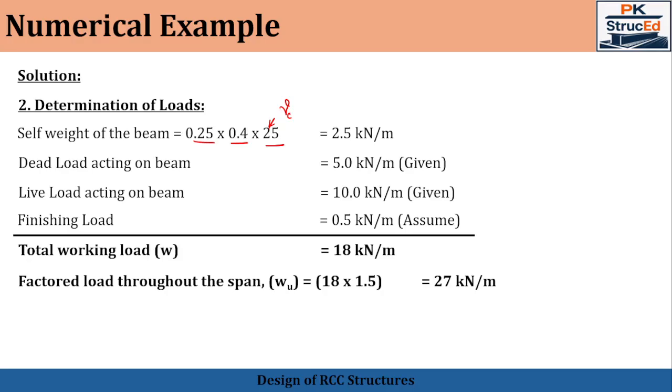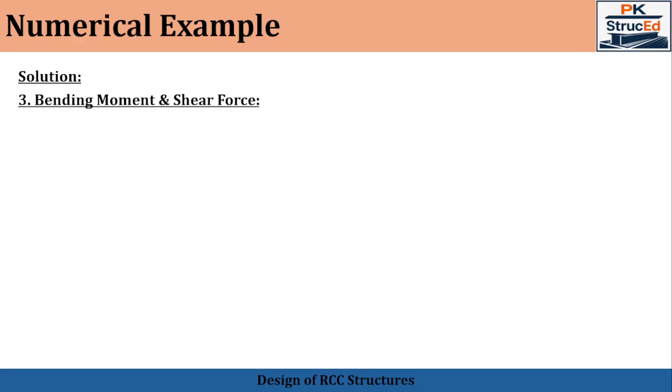In addition to this distributed load, the beam is also being subjected to a concentrated load, that is the factored load at the midspan, which is 30 into the load factor of 1.5, which comes as 45 kilonewton. So while calculating the bending moment or shear force, both the loads have to be considered separately. The next step is the bending moment and the shear force.